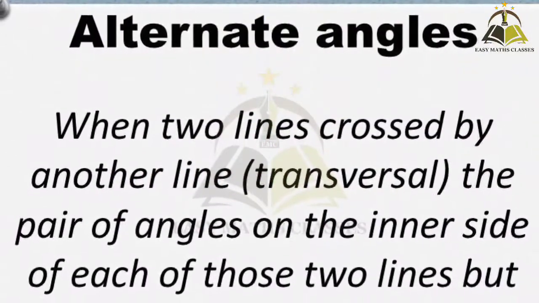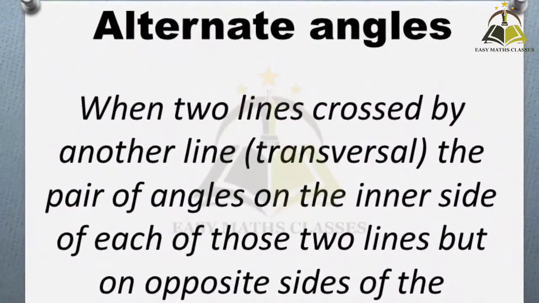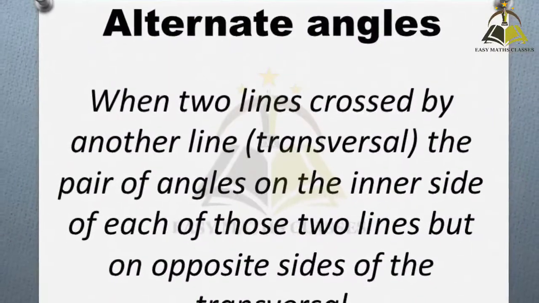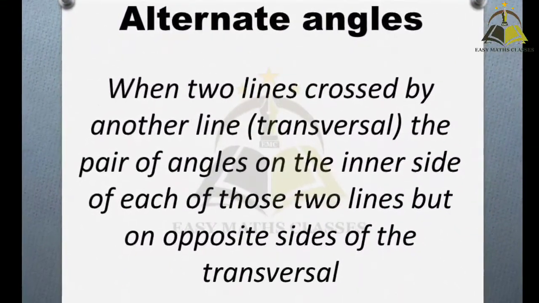Alternate angles. When two lines are crossed by another line, that is transversal, the pair of angles on the inner side of each of those lines but on the opposite sides of the transversal are alternate angles.